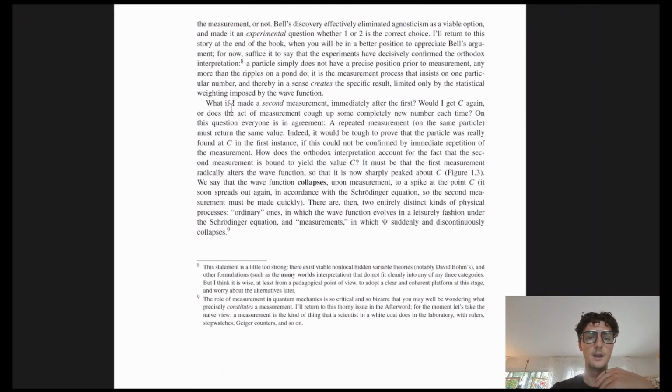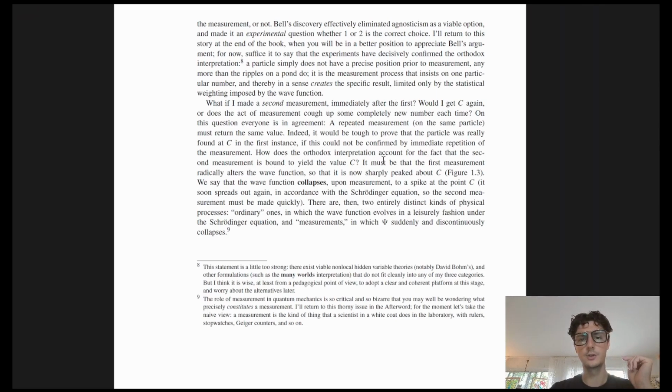It's complicated. What if I made a second measurement immediately after the first? Would I again get C? Or does the act of measurement cough up some completely new number each time? On this question, everyone is in agreement. A repeated measurement on the same particle must return the same value. Indeed, it would be tough to prove that the particle was really found at C in the first instance, if this could not be confirmed by immediate repetition of the measurement.